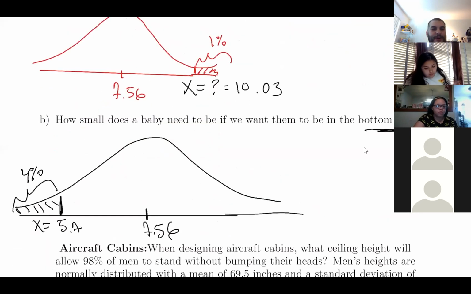But that's how you want to do part B. Since we're looking for the bottom 4%, there's no need to find the probability to the left because we already know the probability to the left is 4%. So that's it for B. Any question in regard to B?